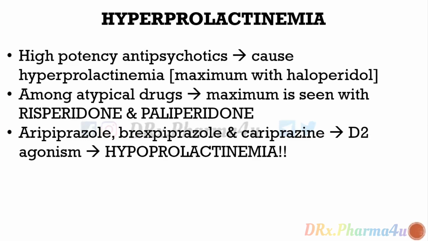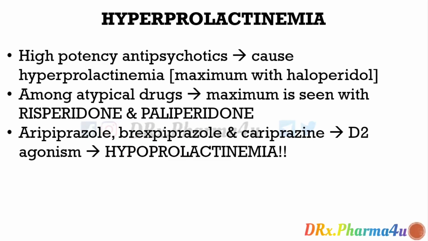Now I'm coming with another term. Prolactin and dopamine are enemies. So if prolactin level increases, it indicates that dopamine levels are low and vice versa. So high potency antipsychotics can cause hyperprolactinemia, which is maximum with haloperidol because it has the highest potency to block dopamine receptor. Among atypical antipsychotics, the highest risk is seen with risperidone and paliperidone.